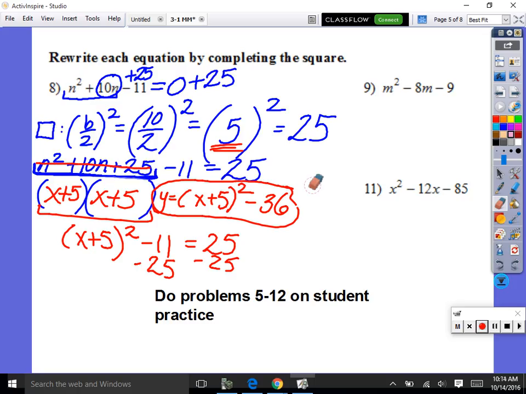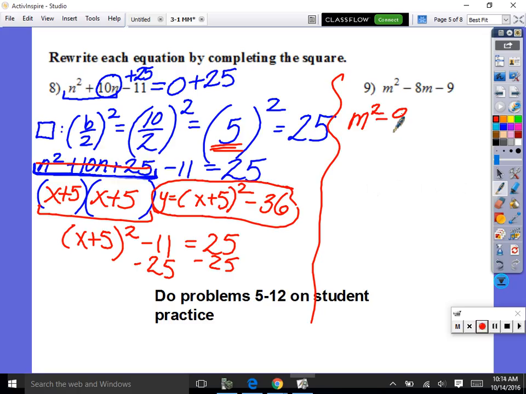Okay, let's do number 9. Let's do another one. And I'm going to need more room to show my work. I'm going to erase that. Here we go. So the first thing we do is set it equal to 0. So we have m squared minus 8m minus 9 equals 0.